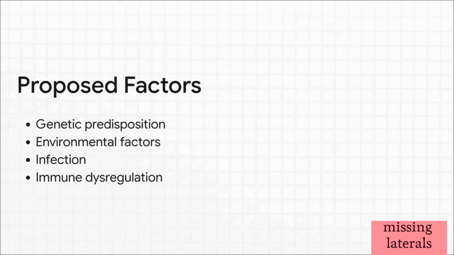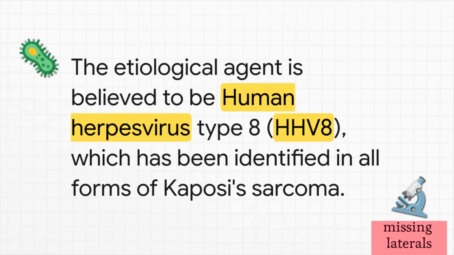For a long time, researchers were exploring a whole bunch of different ideas for what could be causing this. They were looking at everything: genetics, things in the environment, different kinds of infections, and even problems with the immune system itself. But then there was a huge breakthrough. Scientists found a specific virus, human herpes virus type 8, or HHV8 for short, present in every single form of Kaposi sarcoma. This was the smoking gun. It pointed directly to HHV8 as the main cause, the etiological agent.